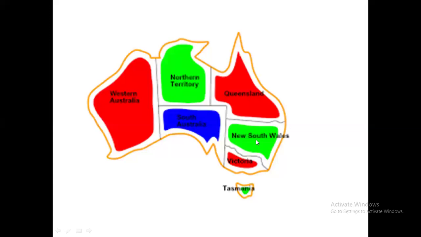New South Wales is connected with South Australia and Queensland. South Australia is blue, and Queensland is red. So this should compulsorily be green. And Victoria, if you are considering, it is connected with green and blue, so this color must be red. For Tasmania, we can mark any of three colors: red, green, or blue. I have marked it as green, or we can mark blue also.